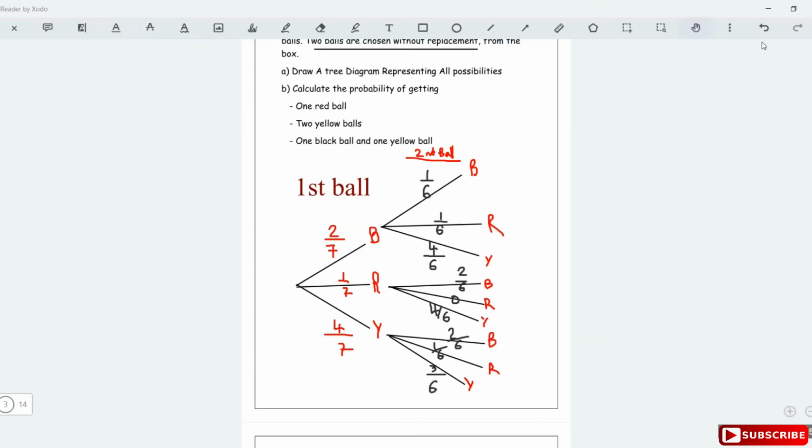Easy, soft. Next part of the question says, calculate the probability of getting one red ball. The probability of getting one red ball, meaning if you get one red, you can get a black and a red. Let's write it down. Probability of getting one red ball. Let's make our font a little bit smaller.